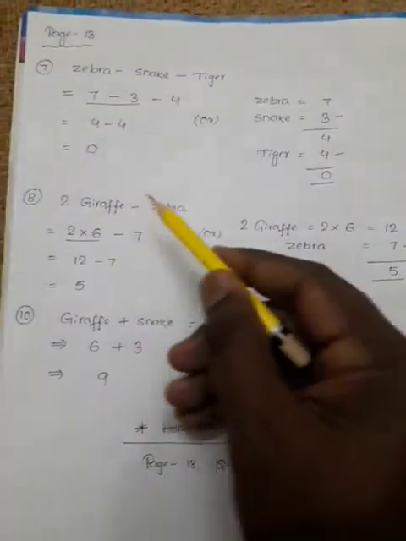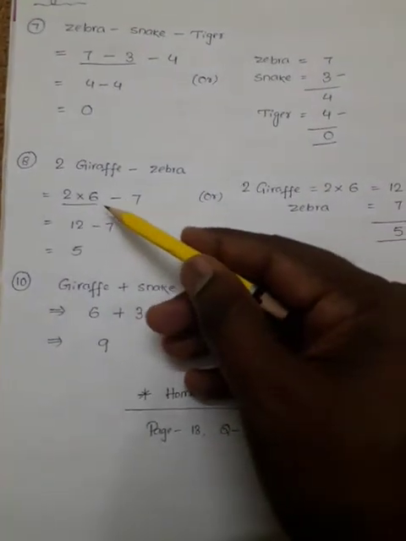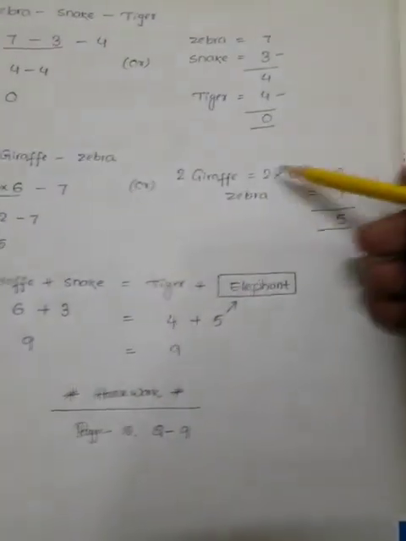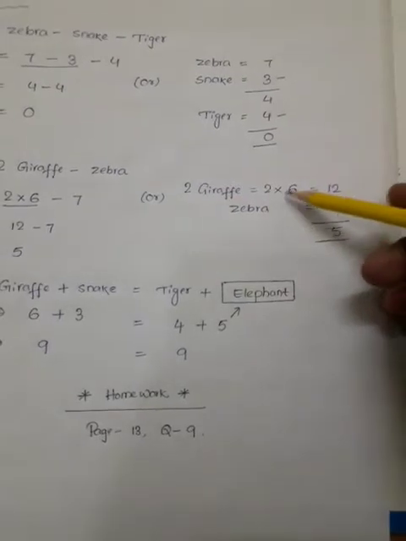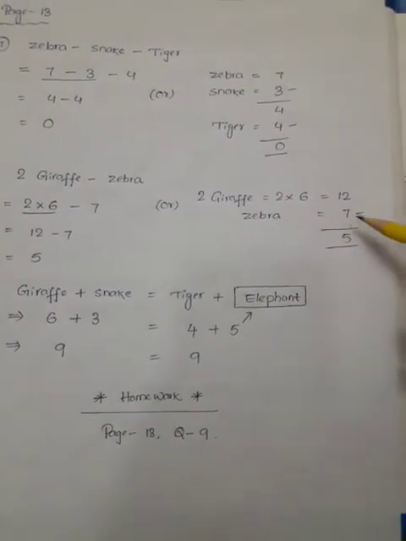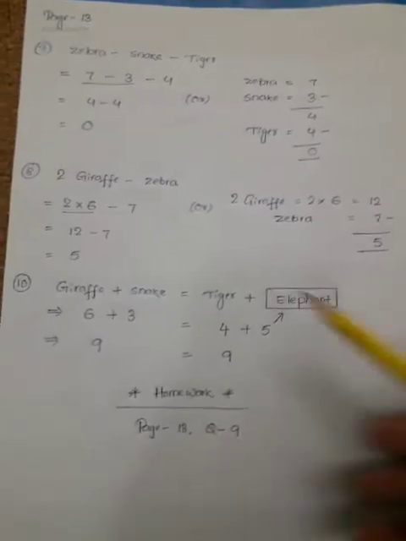Next is 2 giraffe minus zebra. Giraffe is 6, so 2 sixes are 12, then minus 7. 12 minus 7 equal 5. Or you can do it this way: 2 giraffe means 2 multiplied by 6 equal to 12. Zebra is only one zebra, so the value of the zebra is 7. So 12 minus 7 equal to 5.